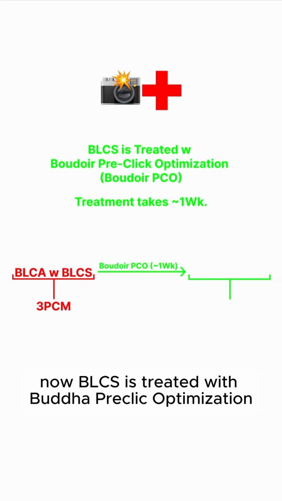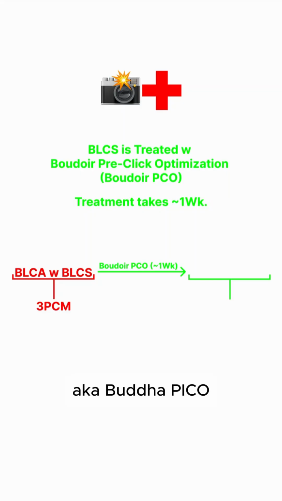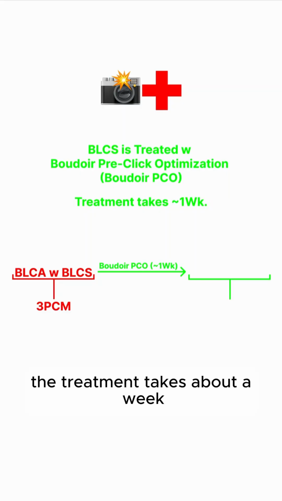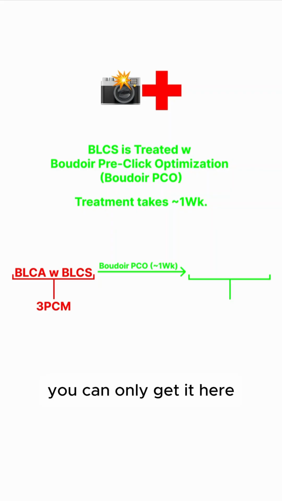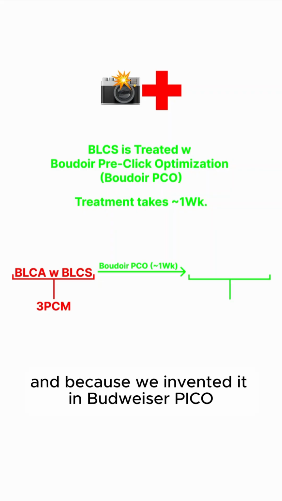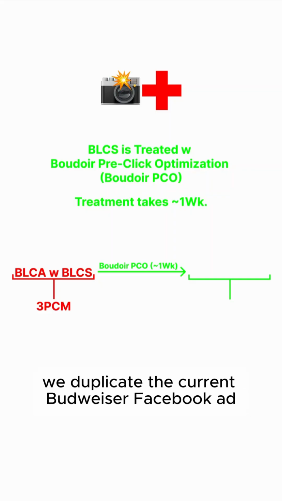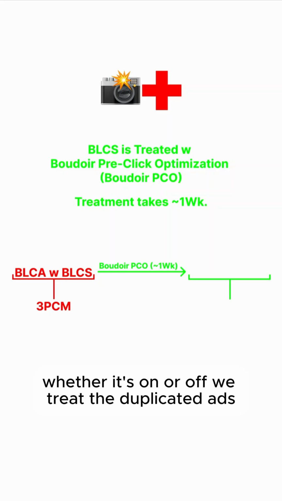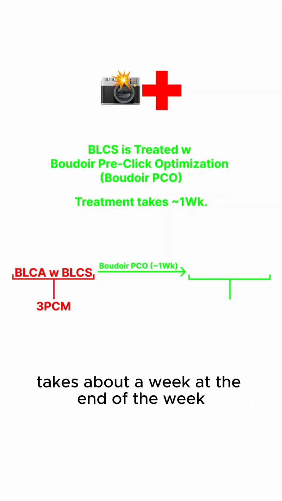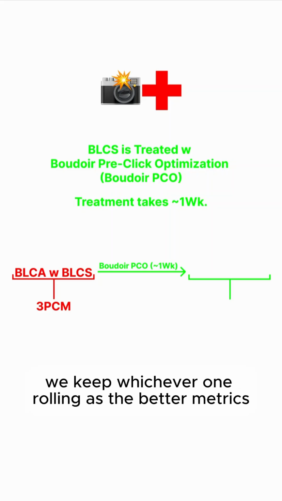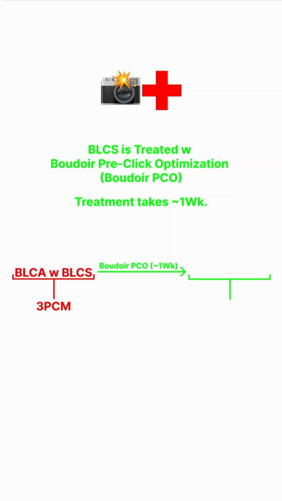Now, BLCS is treated with Boudoir pre-click optimization, aka Boudoir Pico. Treatment takes about a week. Nobody else has this treatment. You can only get it here, because we invented it. In Boudoir Pico, we duplicate the current Boudoir Facebook ad, whether it's on or off. We treat the duplicated ad and leave the original one alone. Treatment takes about a week. At the end of the week, we keep whichever one has the better metrics rolling.